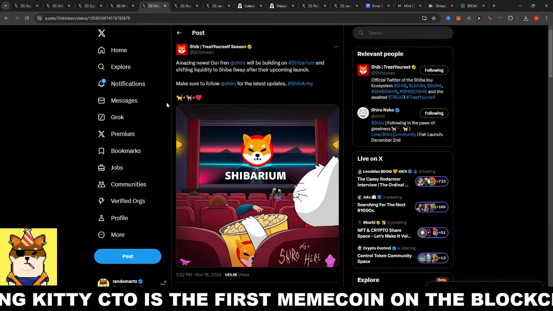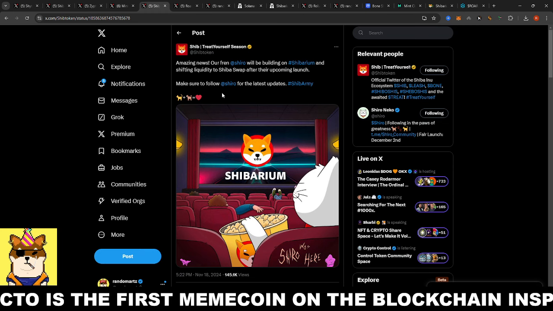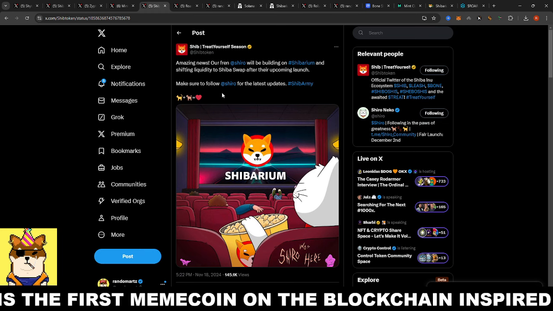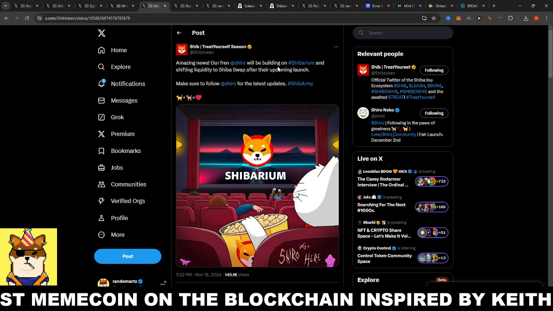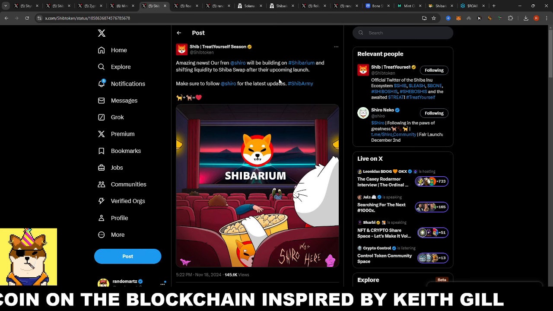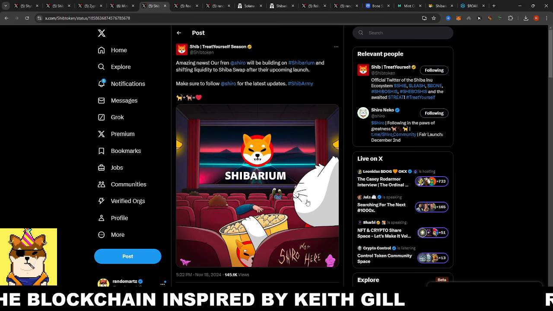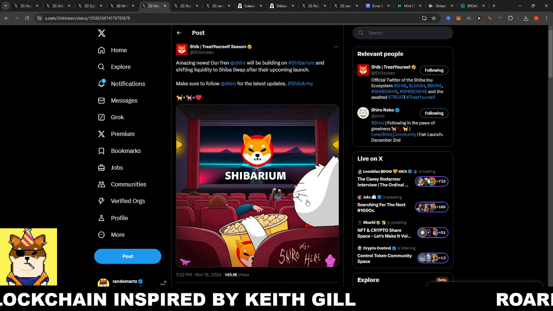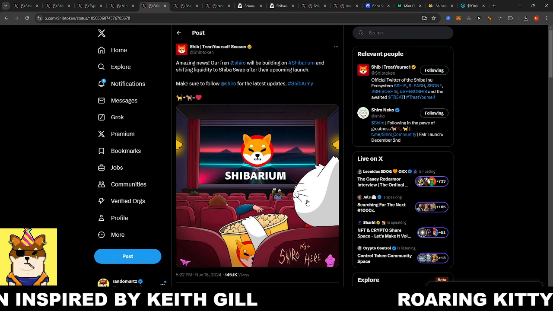Now, we also have projects like this, Shiro. This is what we want to see. We want to see projects being built on Shibarium. So this was the news. It says, amazing news. Our friend Shiro will be building on Shibarium and shifting liquidity to Shibaswap after their upcoming launch. This is what we want to see. Now, they burnt 100K worth of SHIB, so maybe their liquidity may be that big as well, or even bigger.